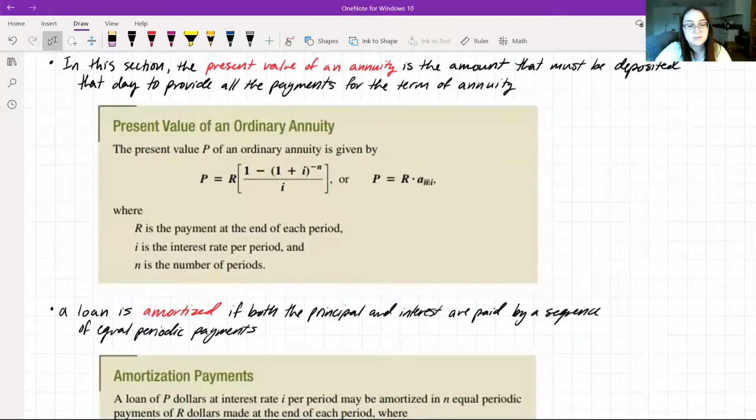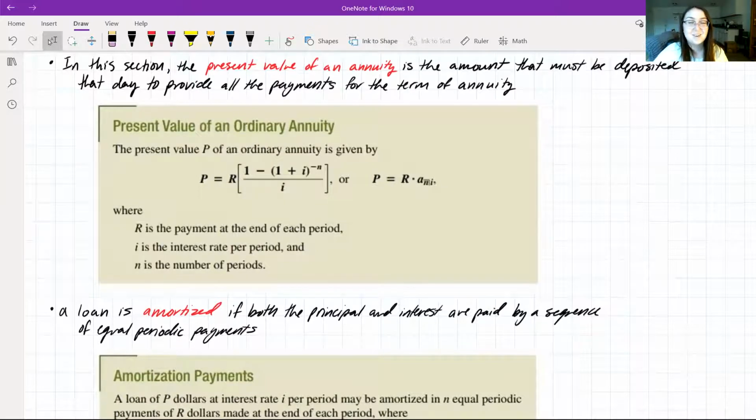So our equation, our present value of ordinary annuity, we get that the present value P of an ordinary annuity is given by P is equal to R times 1 minus 1 plus I to the power of negative N divided by I. We know R is the payment at the end of each period, I is the interest rate per period, and N is the number of periods. So make sure not to confuse the equation for the present value of an ordinary annuity with the equation of a future value of ordinary annuity, because they look very similar.